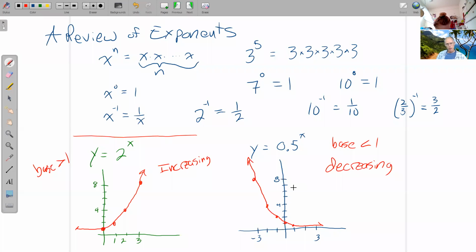So don't worry about redrawing those graphs there. I just want to remind you, we've seen increasing functions like compound interest. We've seen decreasing functions like car depreciation. This is just a bit more extreme.